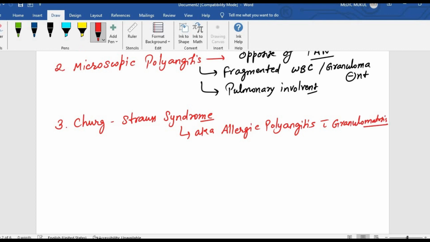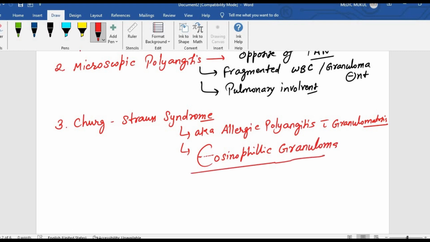This is granulomatosis. See, we have the C. From the C we make the E. So remember, they will have the eosinophilic granuloma. If you know these things, you will be able to understand that this is Churg-Strauss syndrome.